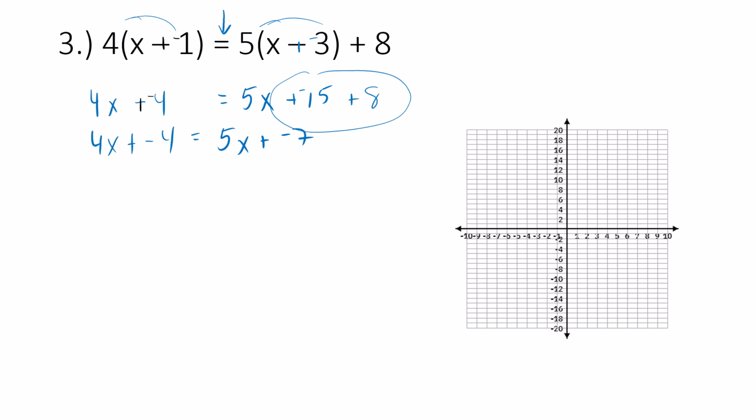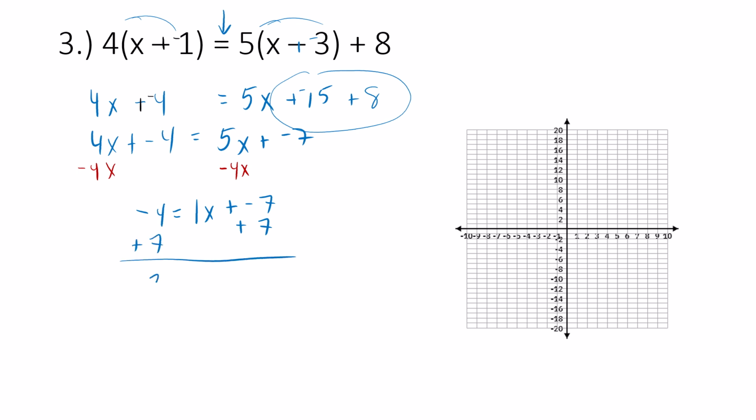Now what do I have here? I have some x's I can consolidate. So now we're actually going to start moving stuff around. I have 4x here. I'm going to subtract 4x. 4x minus 4x is 0, leaving me with the -4. And 5x minus 4x is 1x. And we have the plus -7. I would undo that by adding 7. So we'll add 7 to both sides.